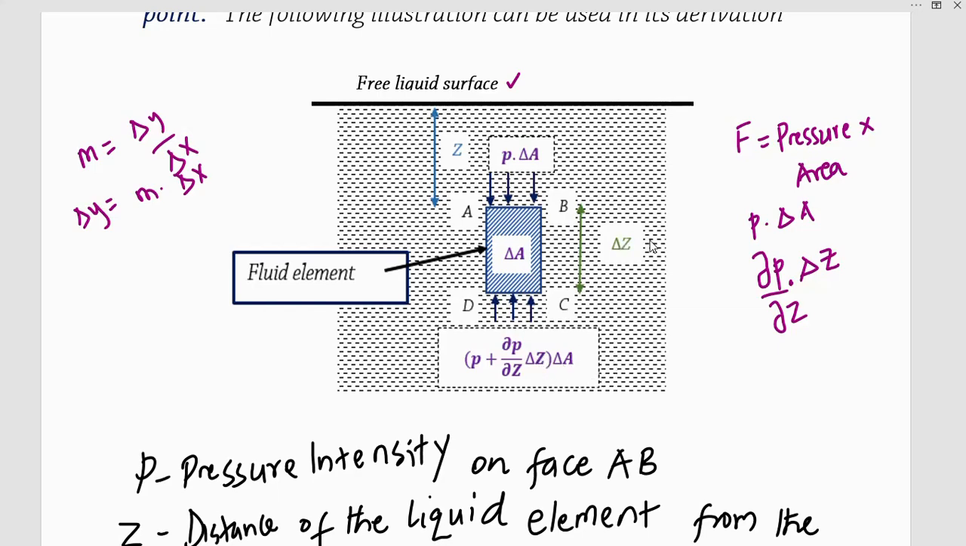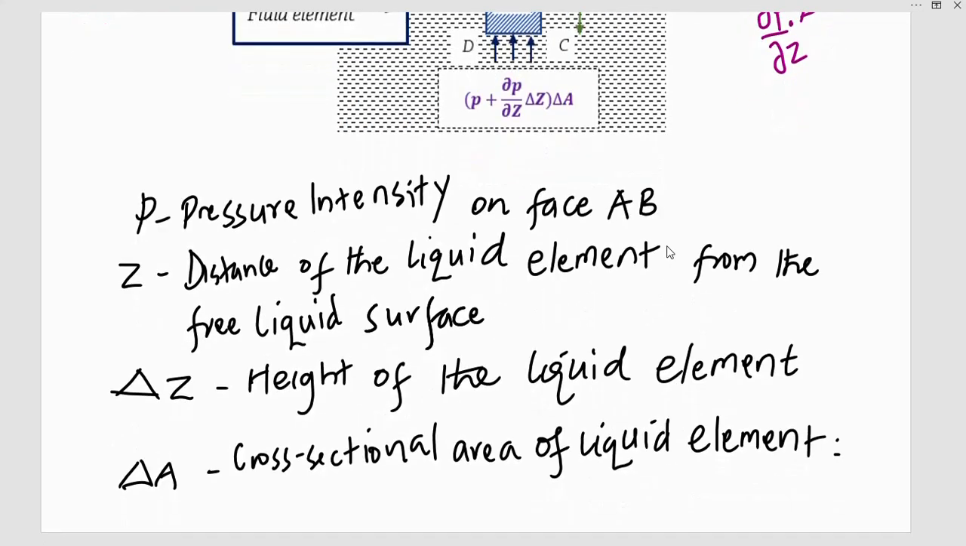So now having expounded on that, let us move on. Of course, we have already said that P is the pressure intensity on face AB, and Z is the distance of the liquid element from the free liquid surface, and the height of the liquid element. Of course, as we have said, this is the thickness of the liquid element, and A is the cross-sectional area of the liquid element.